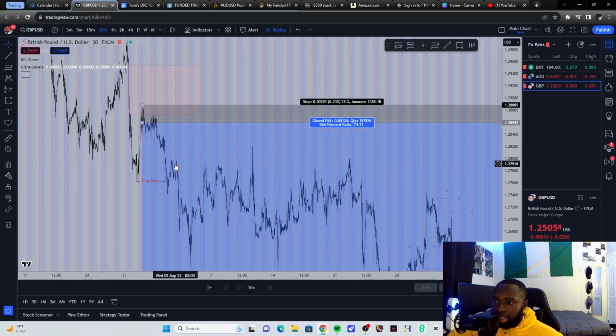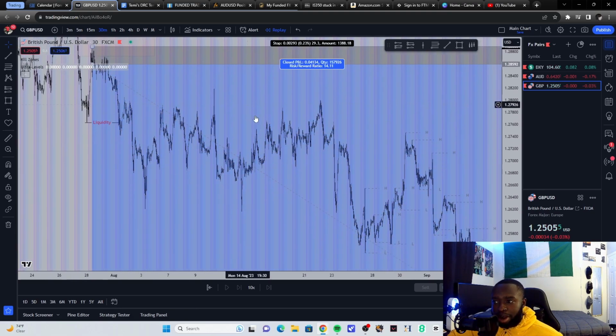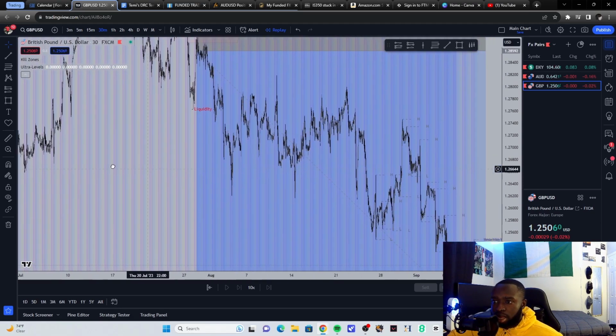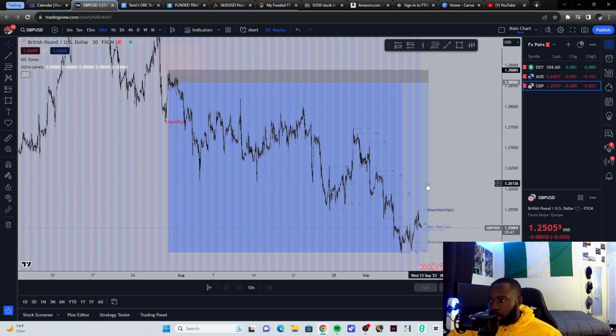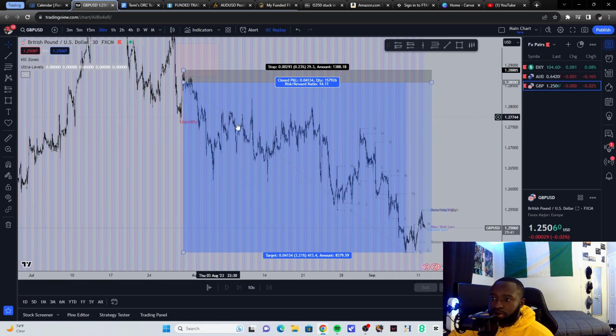And you got in at the top here. You would have had a little bit of drawdown, but after that, price never came back to your entry, and that's because you're following market structure and price action. So that's how I see the markets. That's how I trade. I just wanted to share that with y'all.